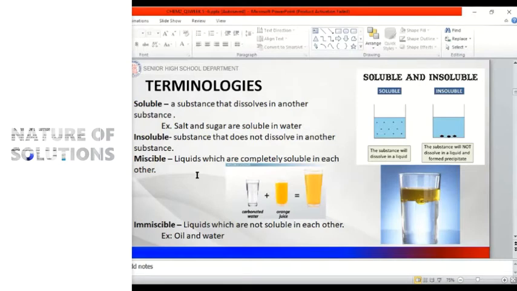We also have immiscible. When liquids are not soluble in each other, so when you add two liquids but they will not mix with each other, then that is called immiscible. In our example, we have water and oil. When you mix the water and oil, the oil will not mix with water, because of their different polarities, or because it can't dissolve.